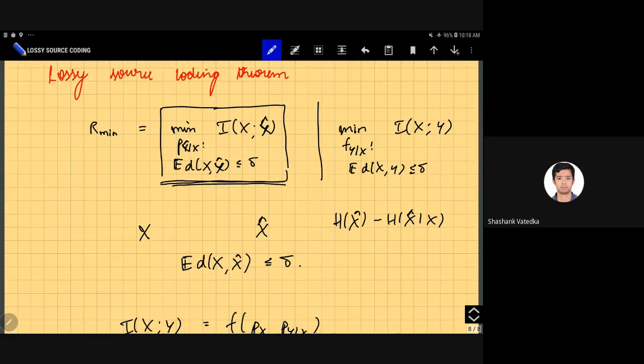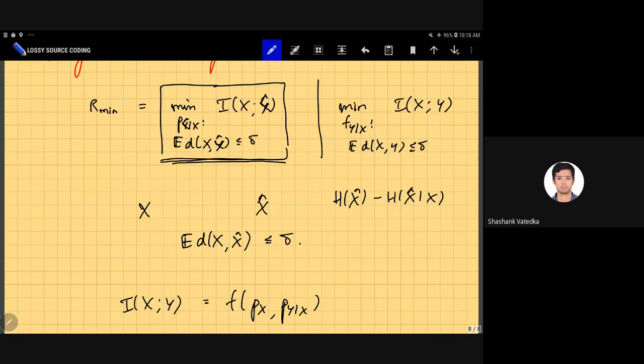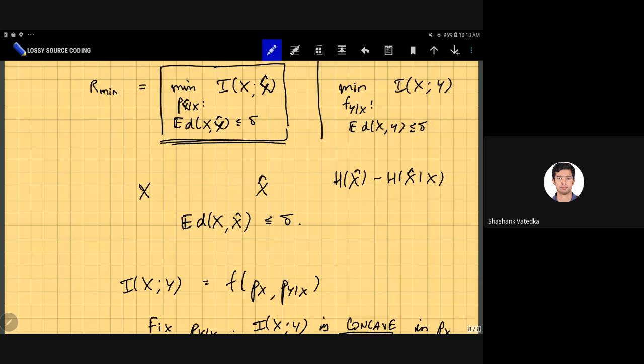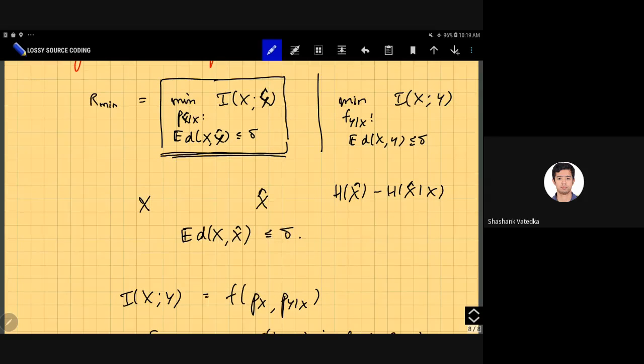Right? So maybe let's just do a quick example. The proof of the lossy source coding theorem can be found in the book by Cover and Thomas. I won't go through the proof since we don't have enough time, but perhaps let's do a quick example to see what this mutual information would look like.